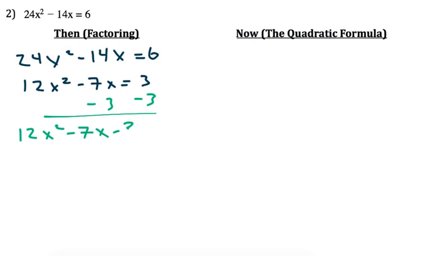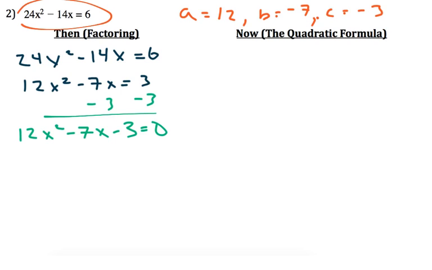And so now we have a standard form version of a quadratic function. So we got 12, 7, and 3, which later on means that A is going to be 12, B would be negative 7, and C would be negative 3. That would work whether you use 24, negative 14, and negative 6, or these. It's just going to end up being larger numbers if you don't divide both sides by 2. So here you'd be looking for the factors of negative 36 that add up to negative 7.